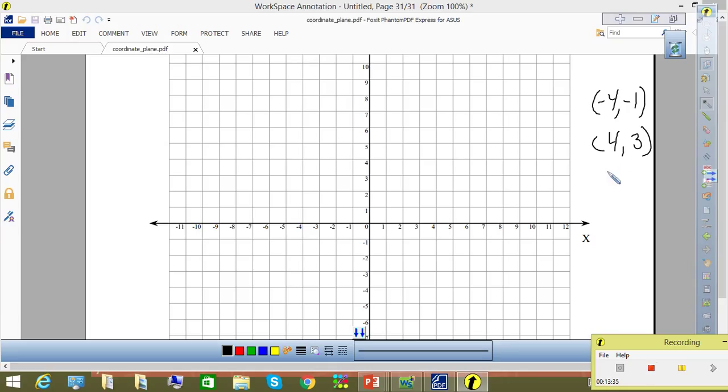Okay, check with your neighbor, see if they got the plotting correctly, please. If not, help them out.